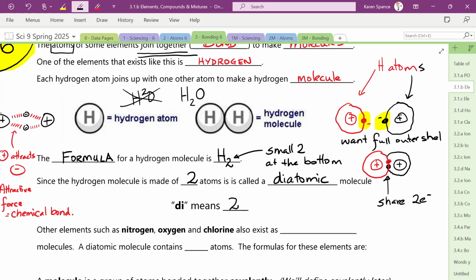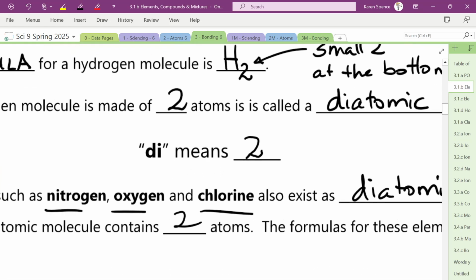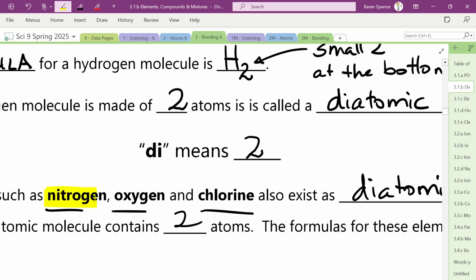There are, in fact, 7 elements that exist as diatomic molecules in nature. Some of them are nitrogen, oxygen, chlorine. They also exist as diatomic molecules. How many atoms do they contain? 2. Excellent. Let's see if you could write the formulas for the elements nitrogen, oxygen, and chlorine. Feel free to use your periodic table. If you need a periodic table, let me know. I can get you one.